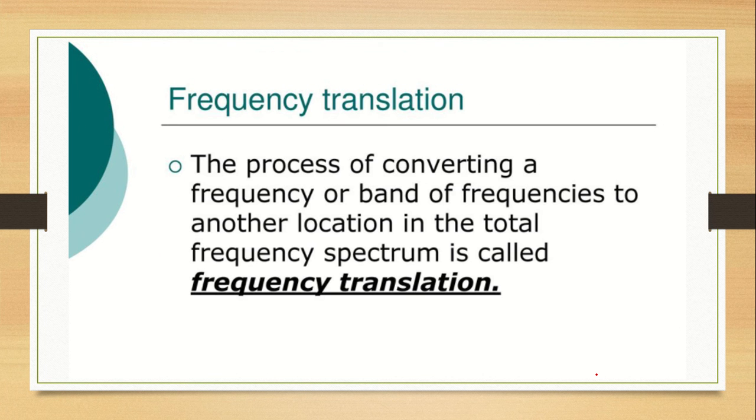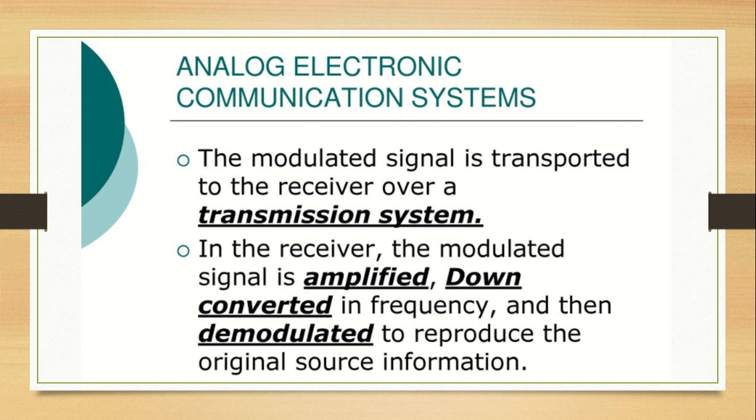Now we have what we call frequency translation. This is the process of converting a frequency or band of frequencies to another location in the total frequency spectrum. This is called frequency translation. Then the modulated signal is transported to the receiver over a transmission system. In the receiver, the modulated signal is amplified, down converted in frequency, and then demodulated to reproduce the source information.